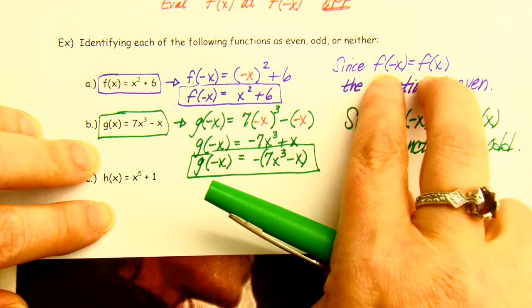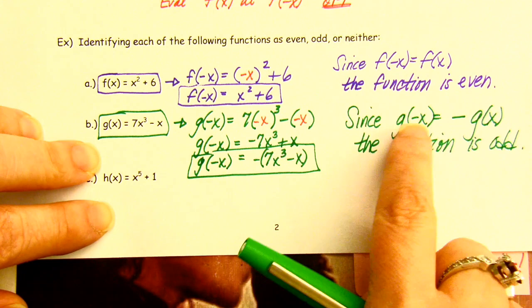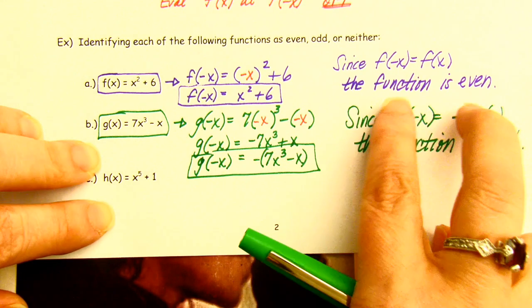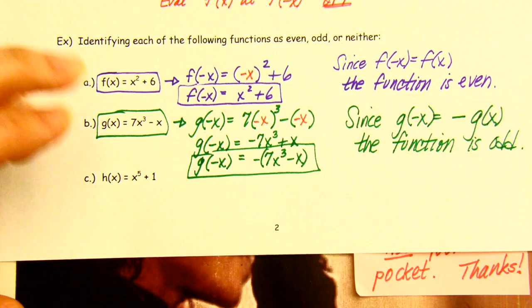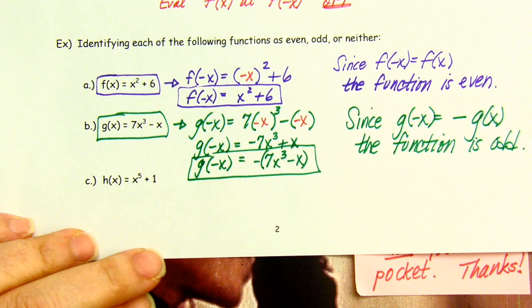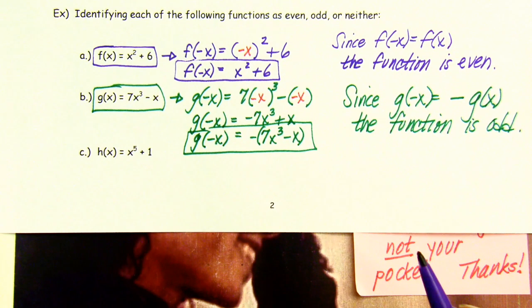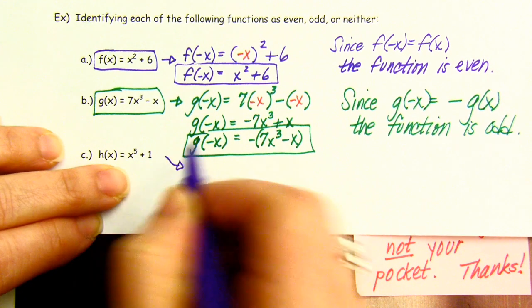When the x's are opposites and the y's are the same, function's even. When the x's are opposites and the y's are opposites, the function's odd. The last one is going to be a situation where neither thing is true, which you should expect, because we did the even, then we did the odd, and then we're going to do the neither. So I'm going to arrow down here.